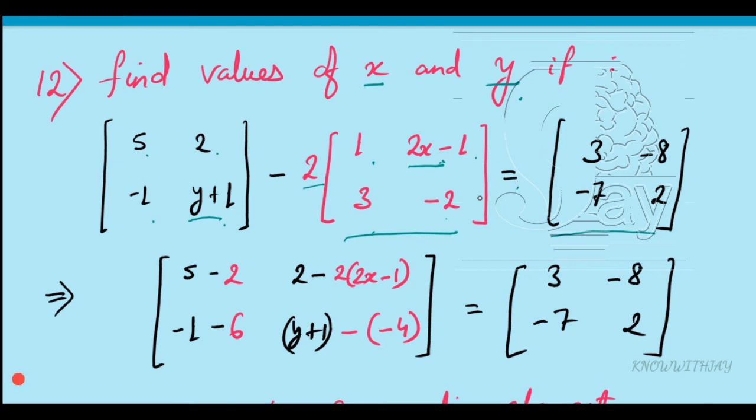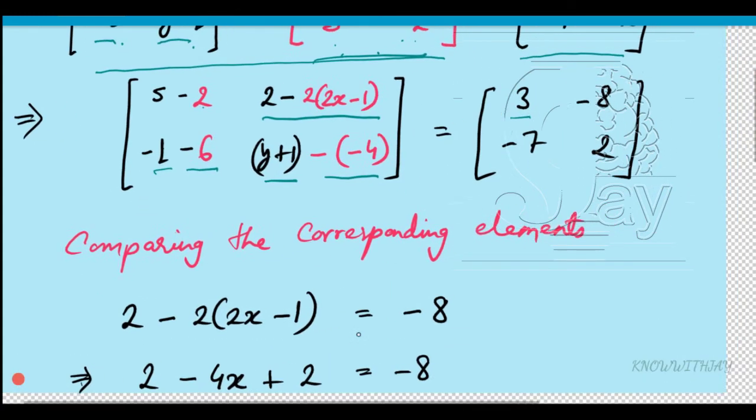Now when we have an equality sign, that means on both sides we should have equal matrices. So on the left hand side, both these matrices need to be added so that it can be equated with the right hand side. Okay, so solving the left hand side, we get 5 minus 2 times 1, so 5 minus 2 will be 3. For the second element we have 2 minus 2 times (2x minus 1). The third element is minus 1 minus 2 times 3, that is minus 6. The fourth element is y plus 1, and then minus 2 times minus 2, so minus 4.